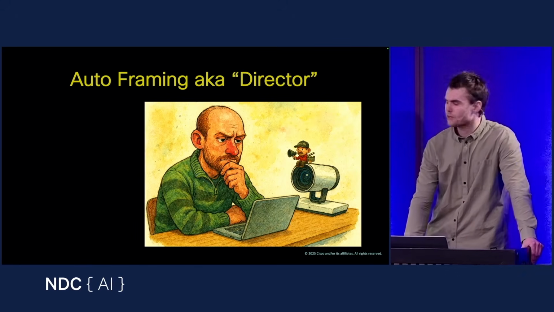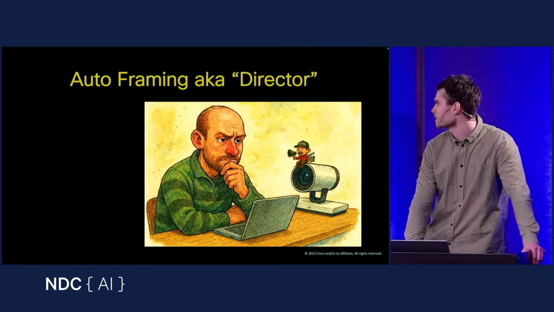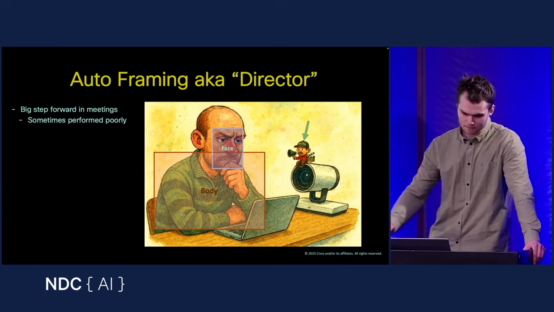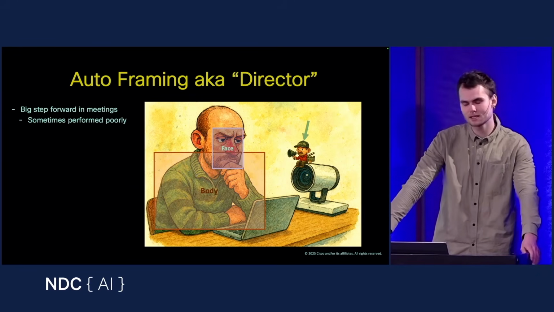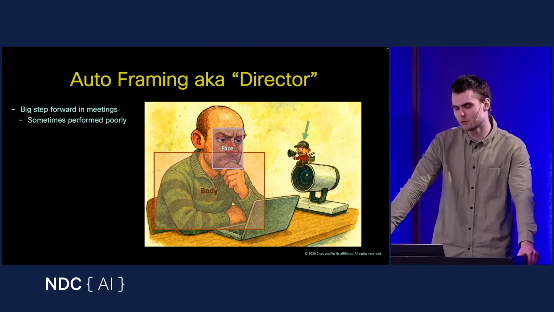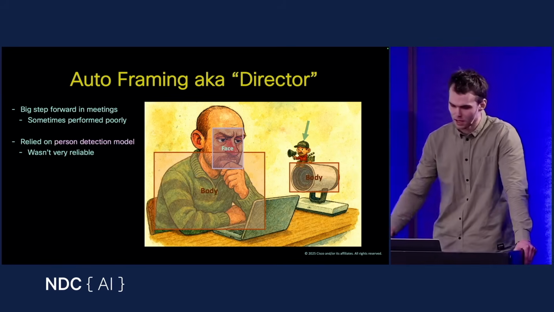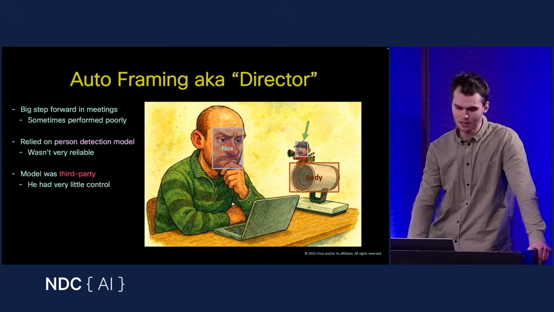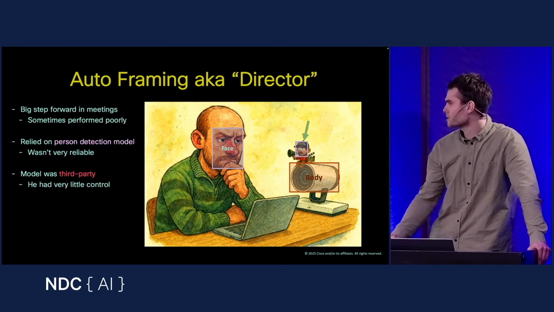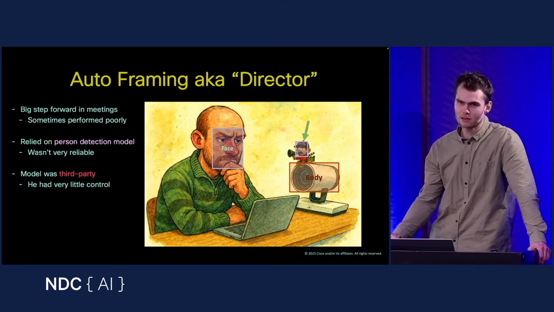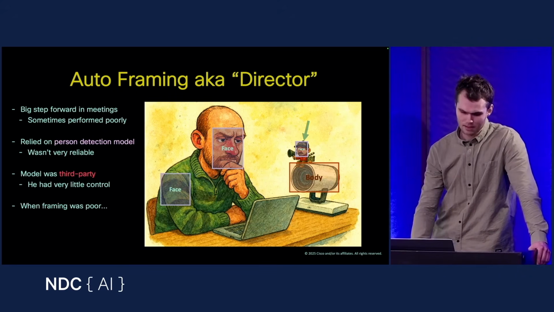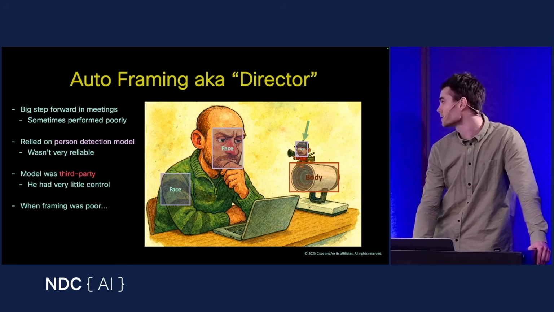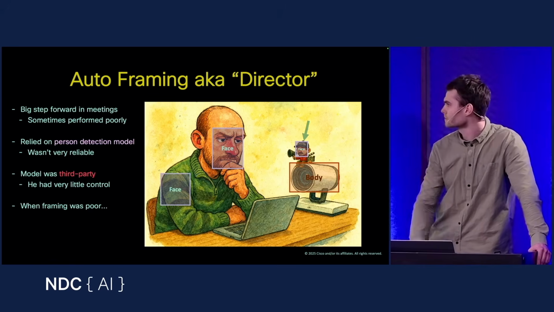Now, automatic framing, which is typically called the Detector in-house, was a big step forward in our meetings, but sometimes it performed poorly. You see, it relied on that person detection model, and it just wasn't very reliable. And since the model was third-party, we had very little control over it. And when the framing was poor, you can guess who took the blame. That was Christian.